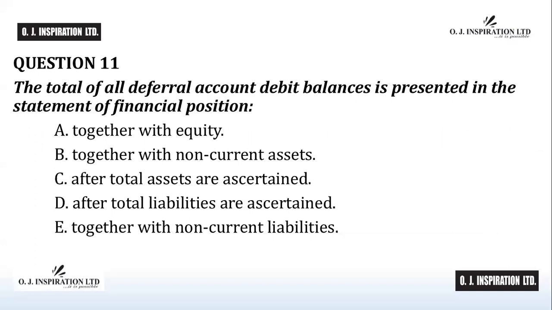Question number 11. The total of all deferral account debit balances is presented in the statement of financial position, A, together with equity, B, together with non-current assets, C, after total assets are ascertained, D, after total liabilities are ascertained, E, together with non-current liabilities. Some counts.